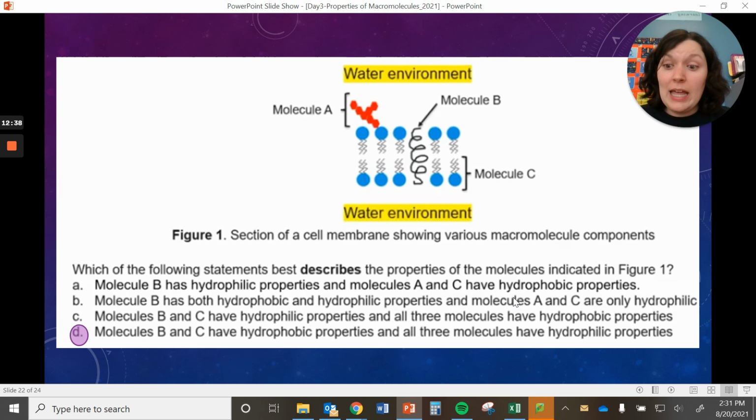Okay, so the answer is D here. So here molecule C is showing a lipid, a phospholipid, where we have that hydrophilic head and those hydrophobic tails. So that means we have a hydrophobic region right here. So C is made up of hydrophobic and hydrophilic regions. B is going through that membrane. So in the middle, we're going to have hydrophobic amino acids, but on the ends, we'll have hydrophilic amino acids. And then this molecule is all out in the open. It's all in the water. So it's going to be pretty much all hydrophilic. So D here explains this the best.